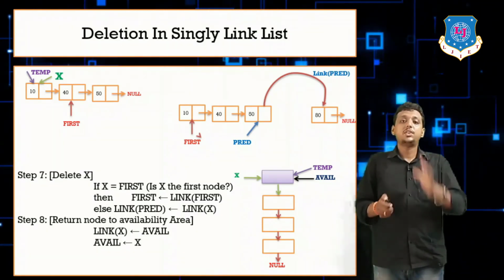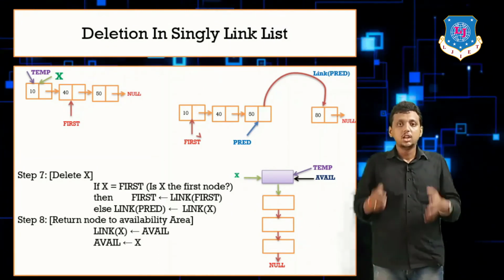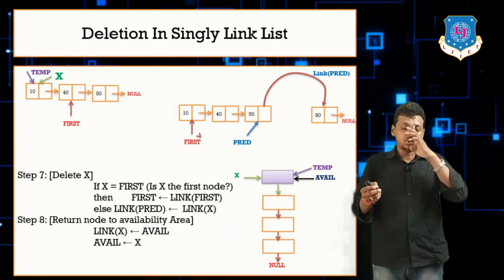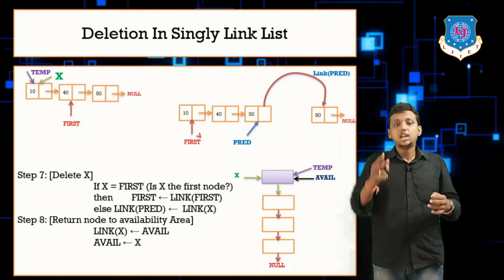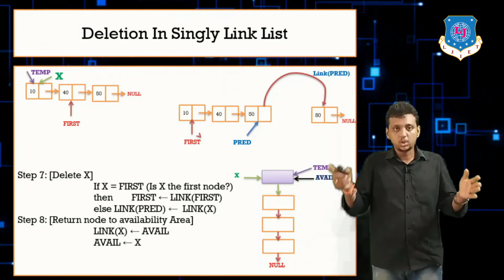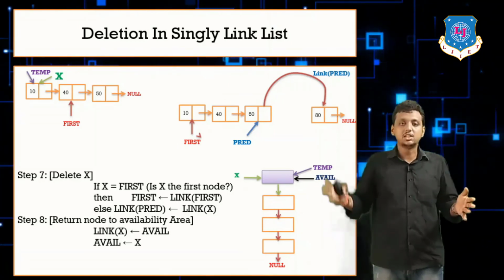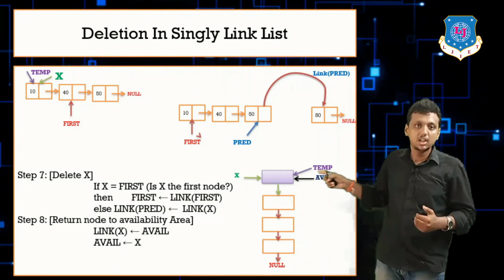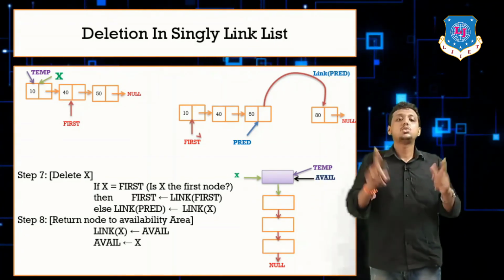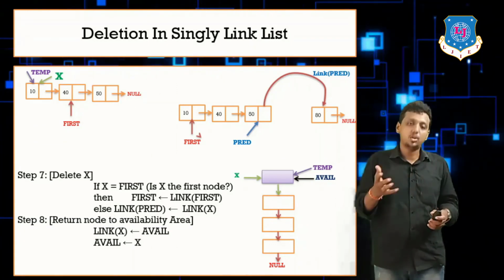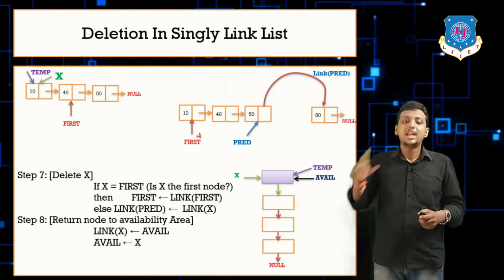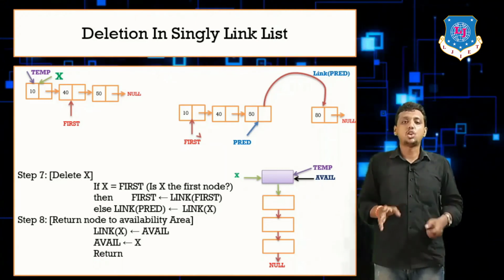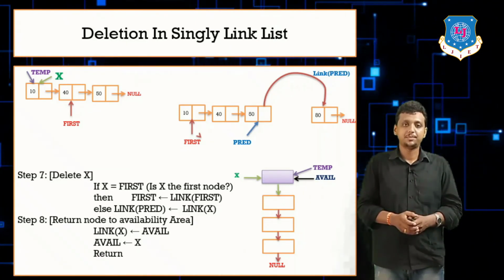What we have seen here is how you can delete a node. Different conditions are there; we take temp, we take pred. First, if we want to delete something, we need to check the underflow condition. Second, if whatever you are going to delete is not there in the list, that's node not found. Third, if your value is there but at the first position, that is if x is equal to first, step number 7: first arrow link of first. You just need to move your first pointer to the next node. And the last one is else: link of pred to link of x. Like this, you can perform the deletion operation. The last step is return. Just write return.